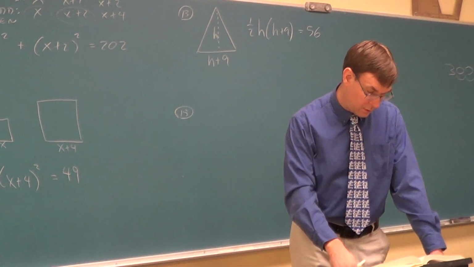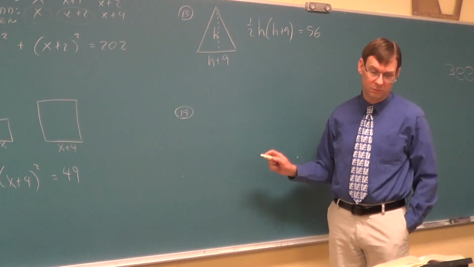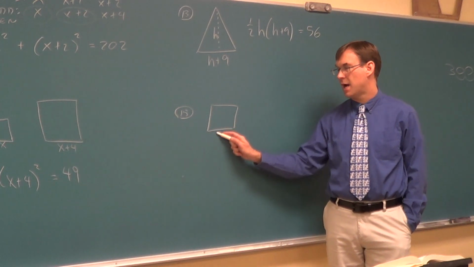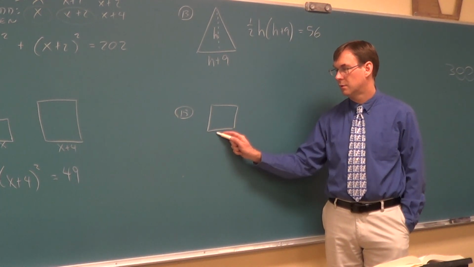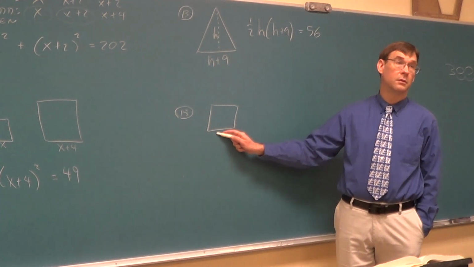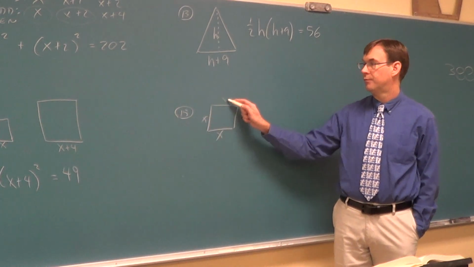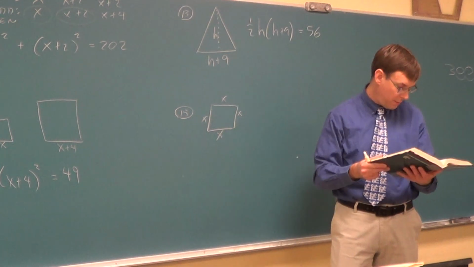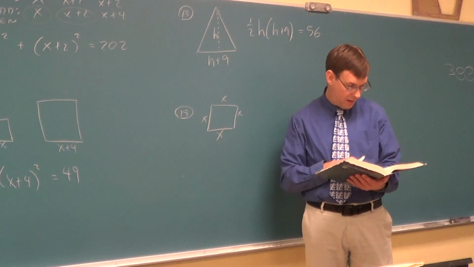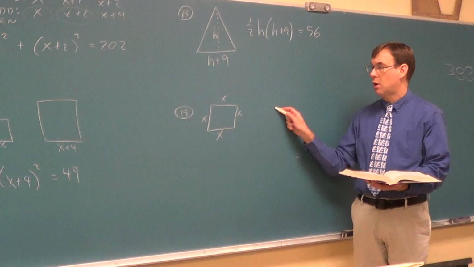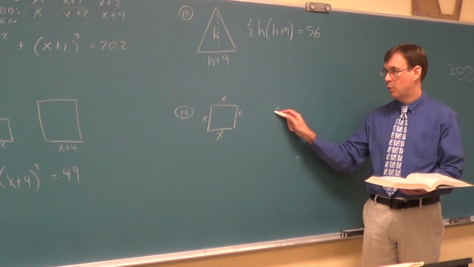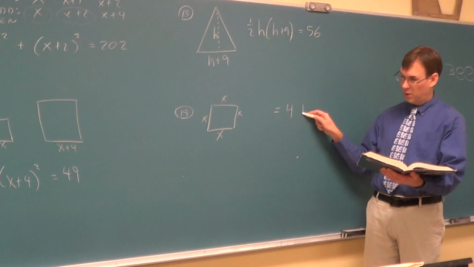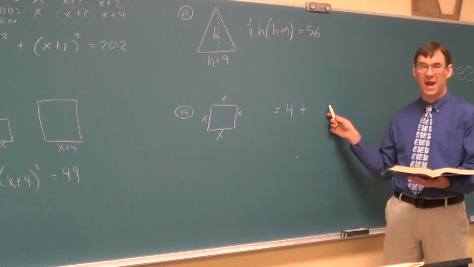15, draw, no draw? Probably draw, square. Each side would be x. So for 15, they say the perimeter, so I need to do something about that, is always going to be equals 4 more than plus, and then I need to do something about the area.